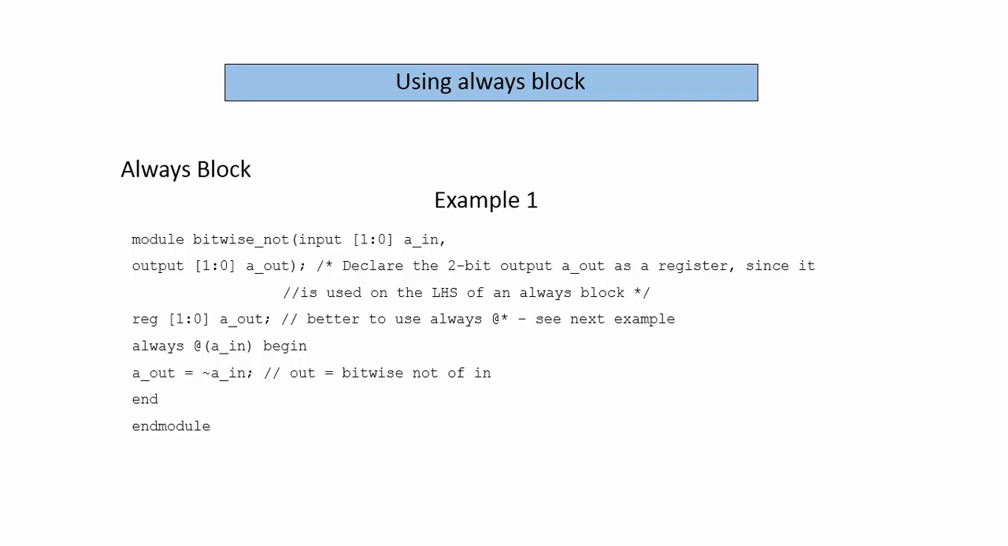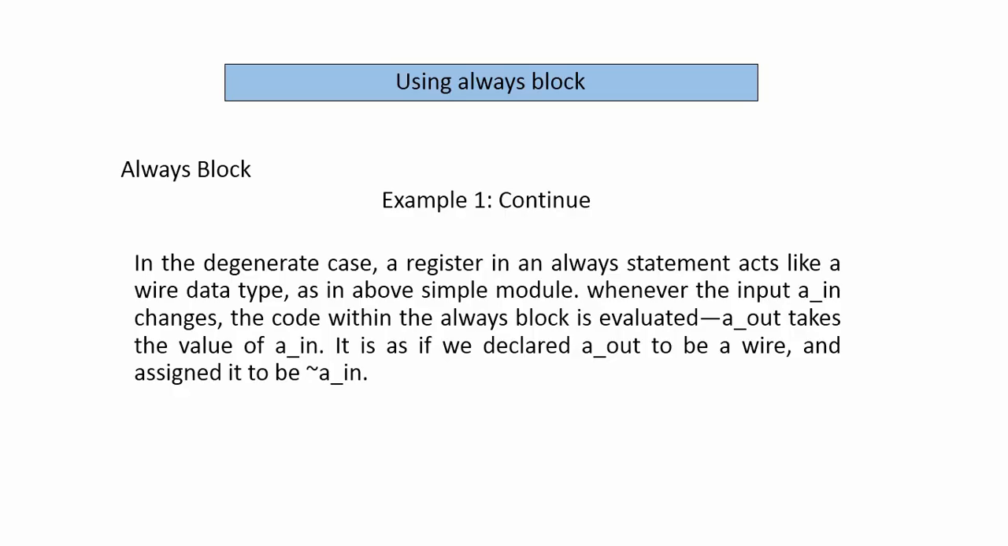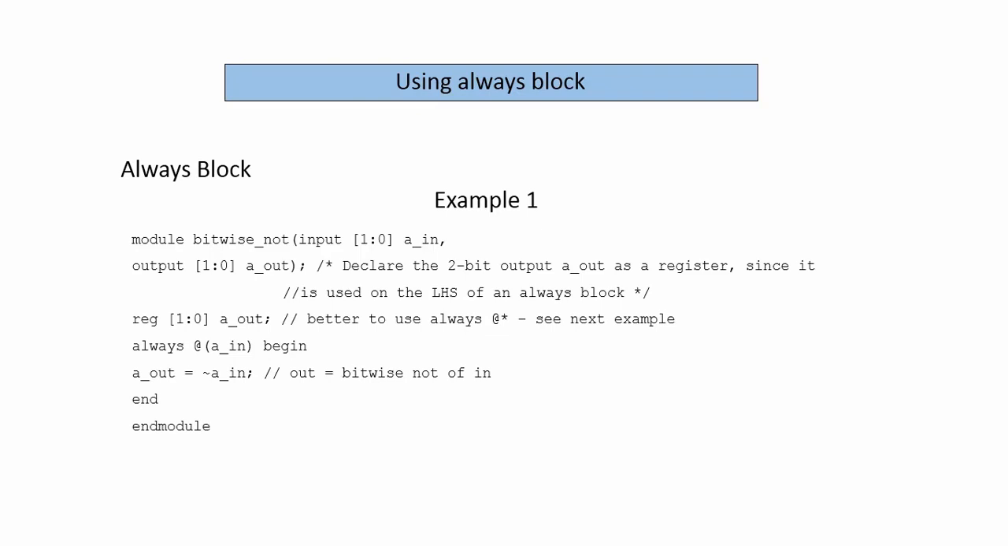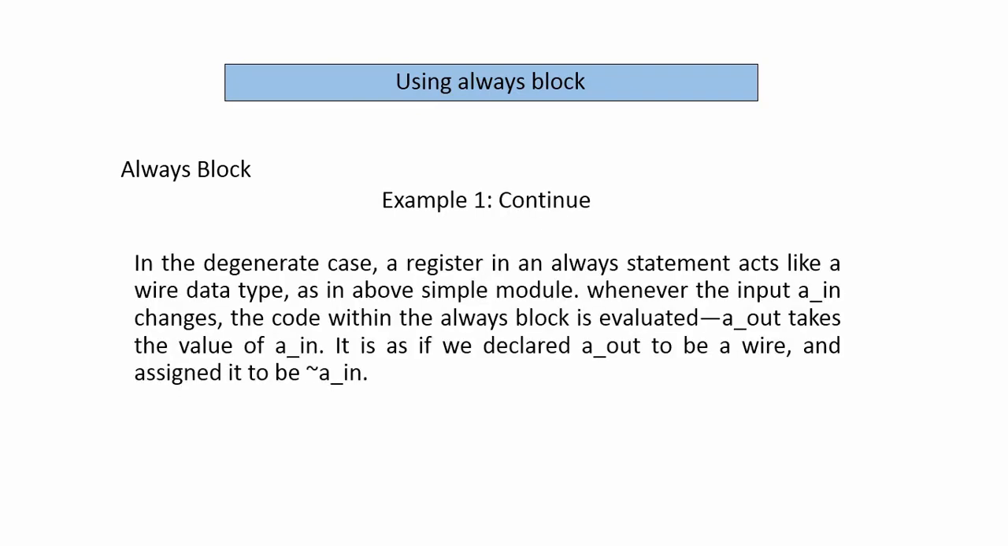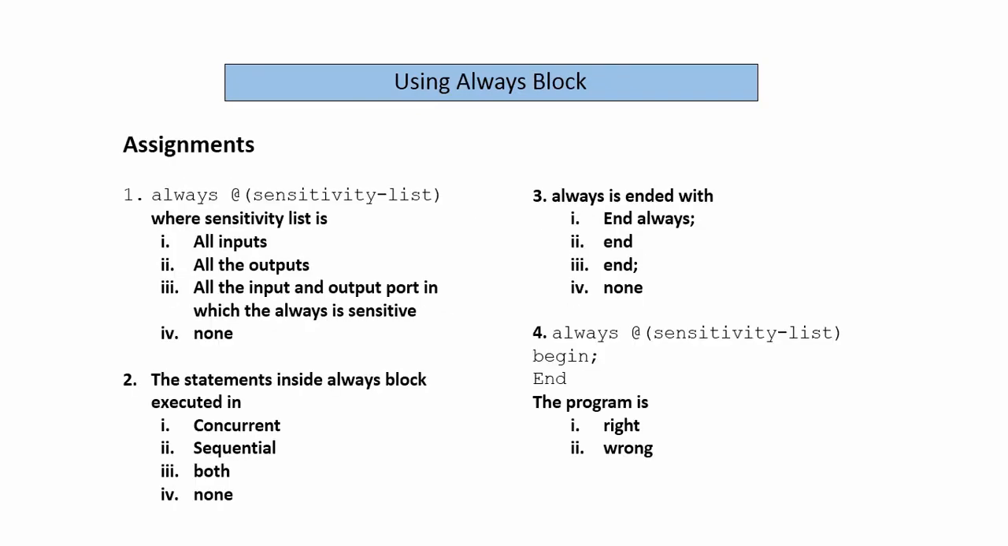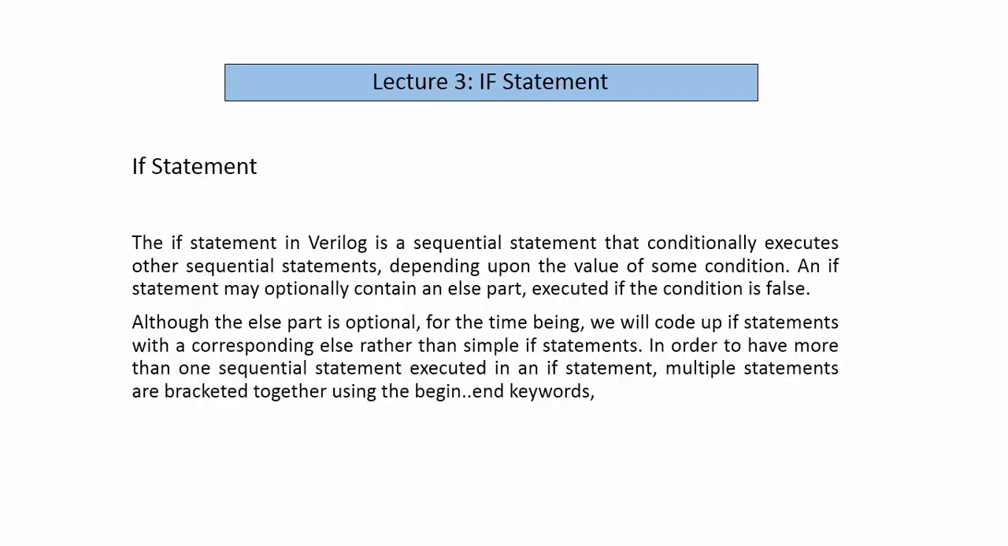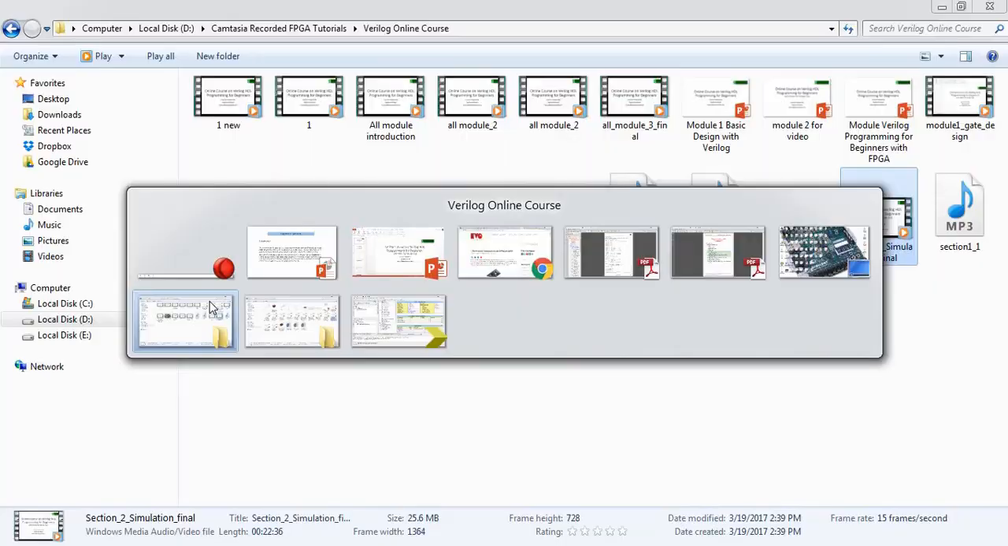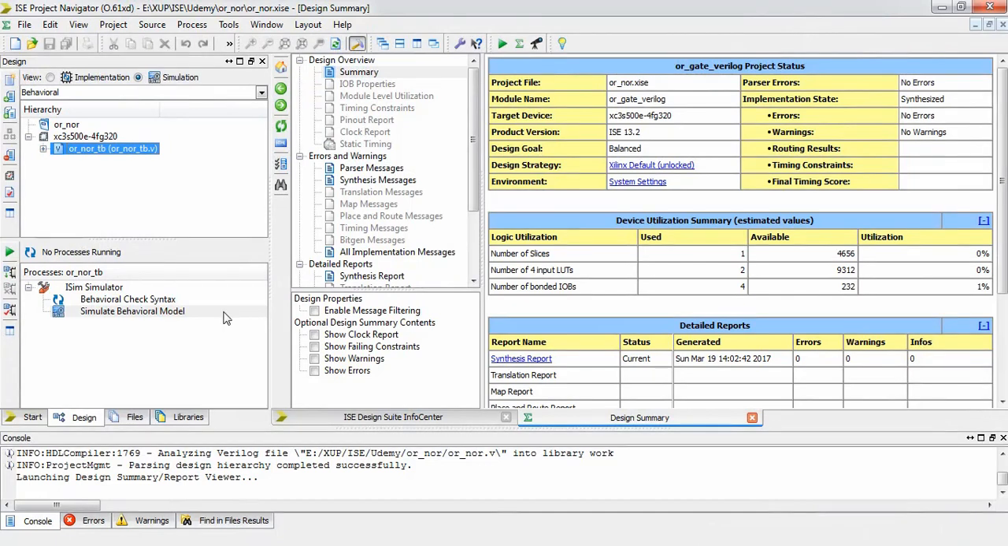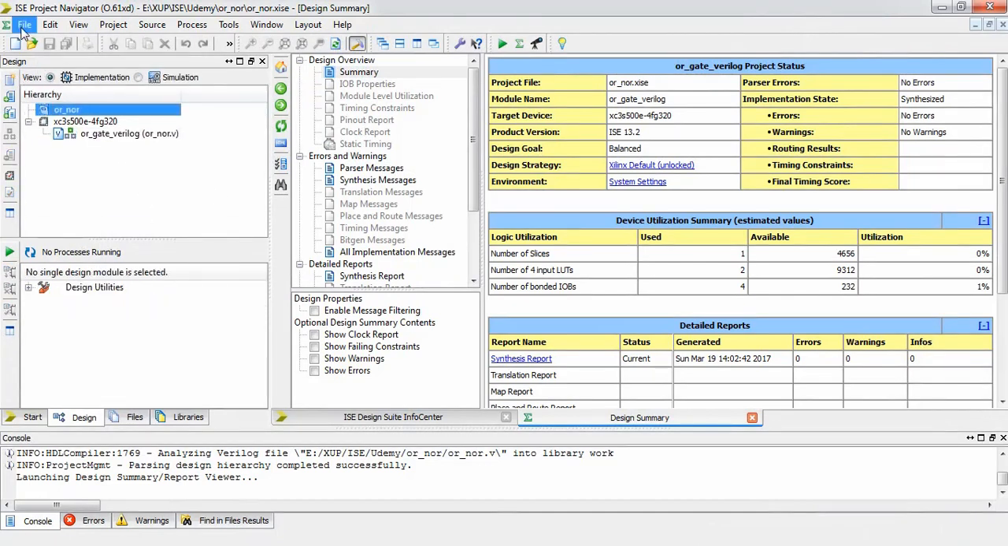Let's begin with another slide. This is the explanation of how we use the always block in the bitwise not program. You already know the basic concept of using always. So let's start with the basic logic of always in the Xilinx ISE design suite. Let's open the design suite and write a program with an always block. Let's create a new project.